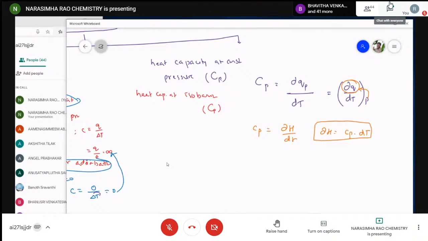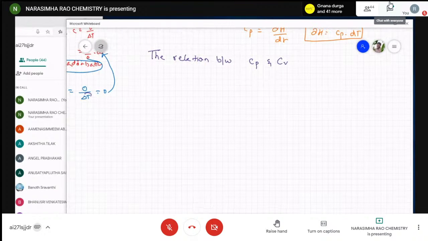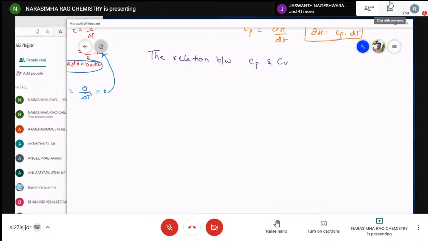Yes, sir. Right. Now the relation between heat capacity at a constant pressure and heat capacity at a constant volume. Cp minus Cv is equal to R.